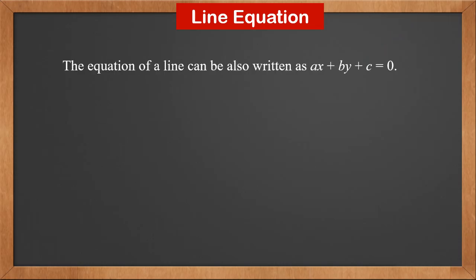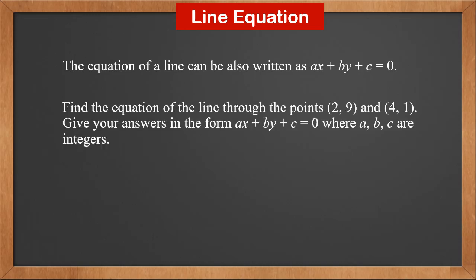The equation of the line can also be written as ax plus by plus c equals 0. Find the equation of the line through the points (2, 9) and (4, 1). Give your answers in the form ax plus by plus c equals 0, where a, b, c are integers.